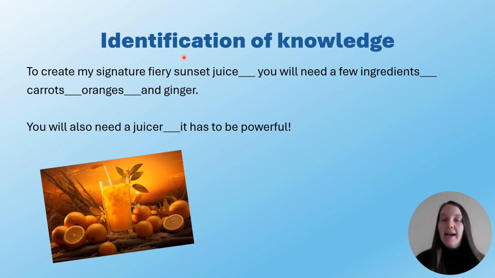Okay, so now we've got identification of knowledge. This is where you're able to identify where commas, colons and semicolons go. There's an image here to inspire you, so I'll read it out. To create my signature fiery sunset juice, you will need a few ingredients: carrots, oranges, and ginger. You will also need a juicer. It has to be powerful. So, I want you to think about what punctuation goes where.